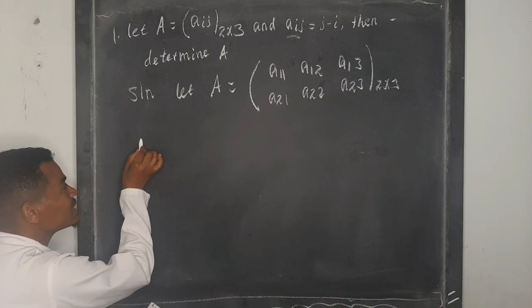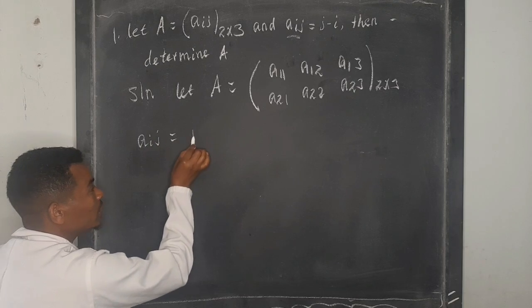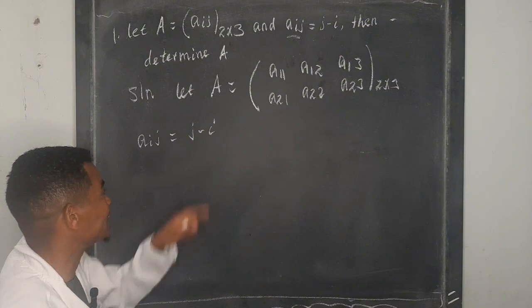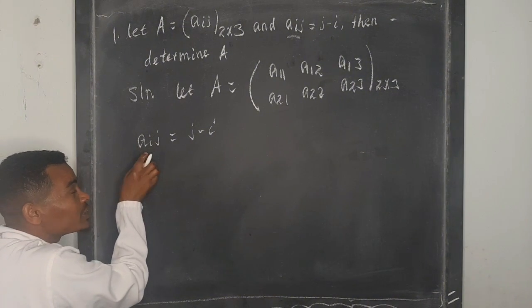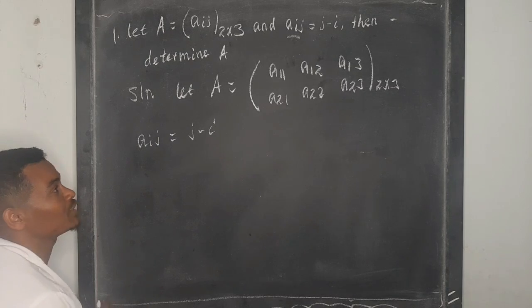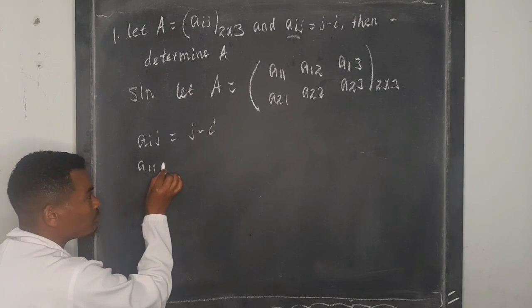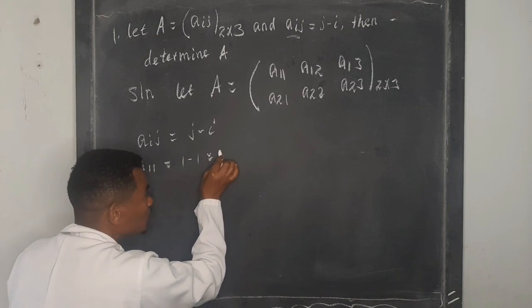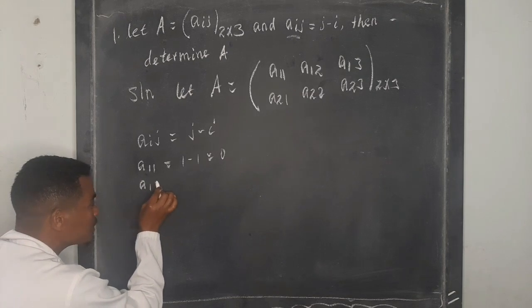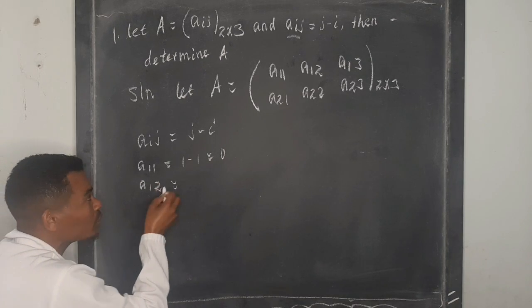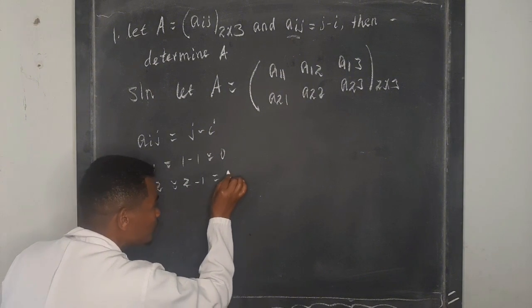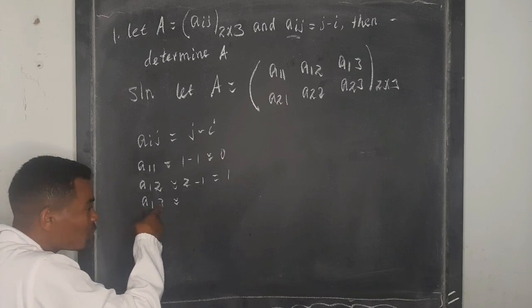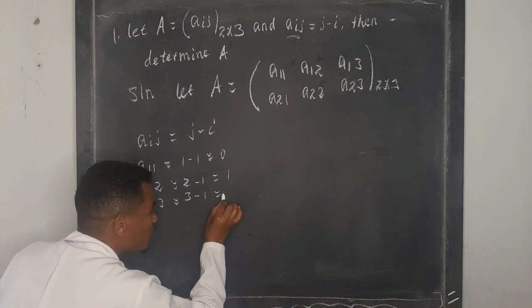And it's defined that each entry aij is equal to j minus i. j minus i means we subtract the row from the column. aij means the entry in the i-th row and j-th column. So a11 means row 1, column 1, that is 1 minus 1, which is equal to 0. a12 means row 1, column 2, which is 2 minus 1, equal to 1. a13 is row 1, column 3, which is 3 minus 1, equal to 2.